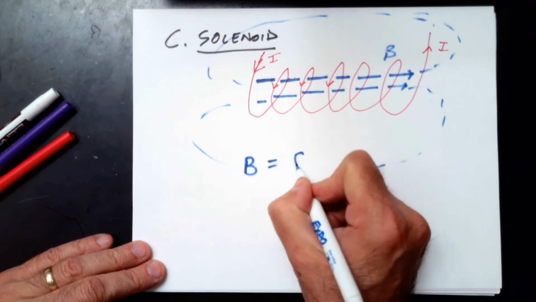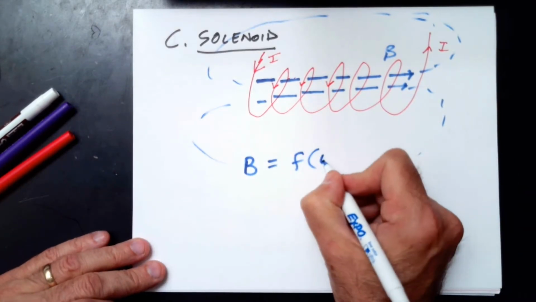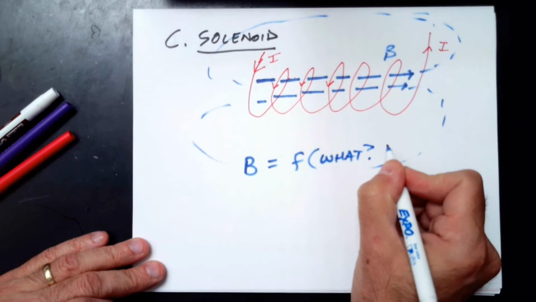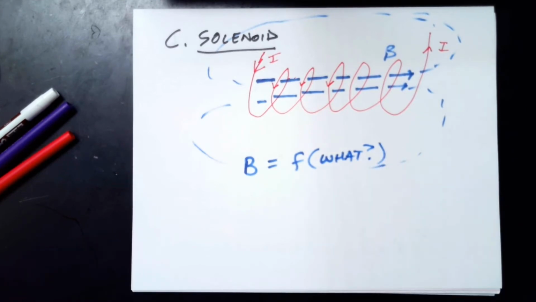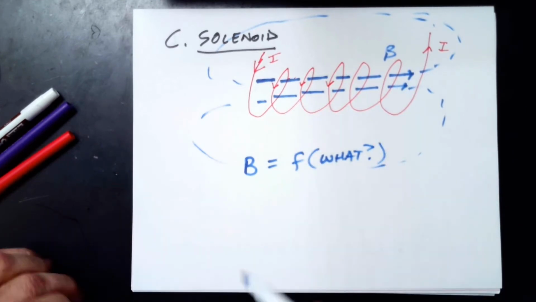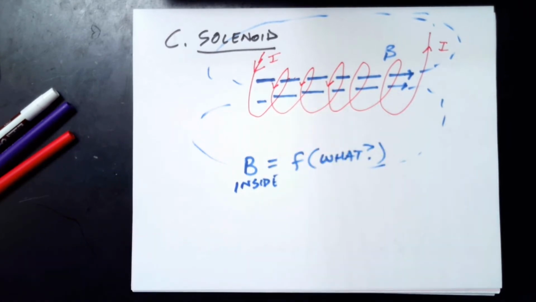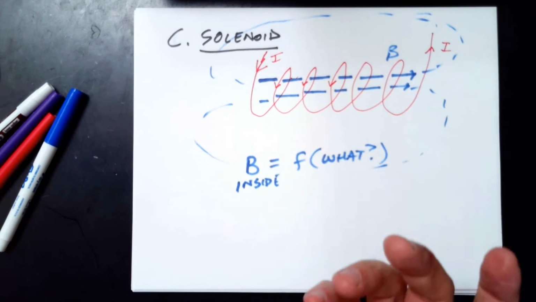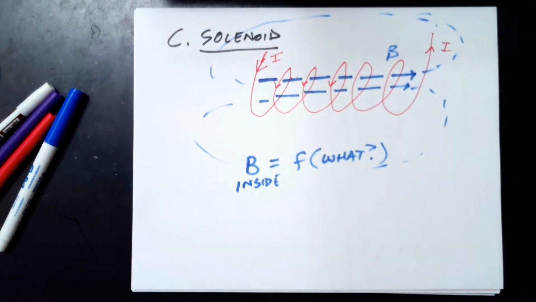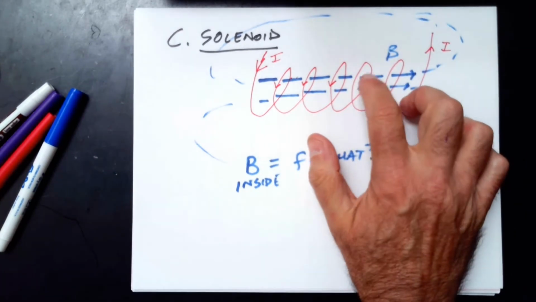And we'd like to know B as a function of, I don't even know what it's going to be a function of, so I'm going to put what. And that's what we're going to try to figure out. We want an expression for B, the magnetic field inside the solenoid, because it's parallel, it's going to be uniform, it's very nicely behaved, we can control it by changing the current, and we'd like to know a formula for this B inside.